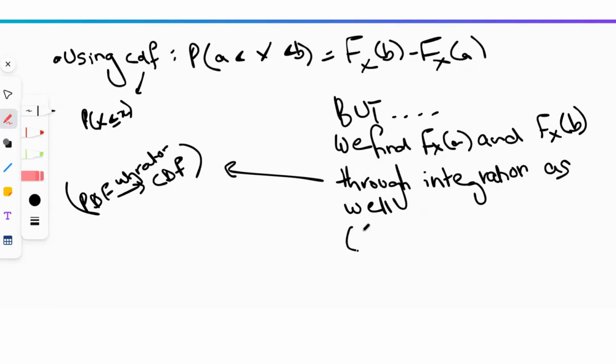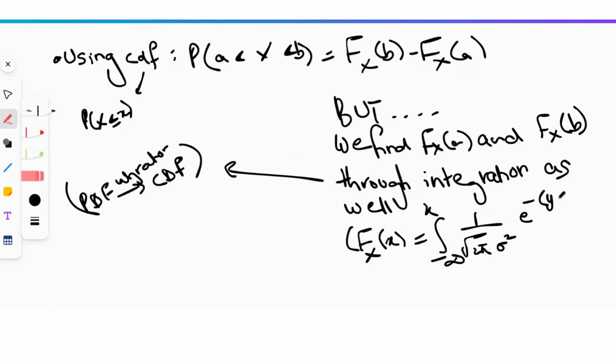Like we know over here, if I had to find F of x, this would just be the integral from minus infinity to x of 1 by square root of 2 pi sigma square, then e to the minus (y minus mu) whole square divided by 2 sigma square, dy. Y is just a dummy variable here because we have x in the limits as well, right?